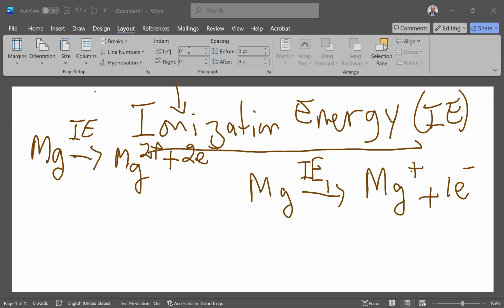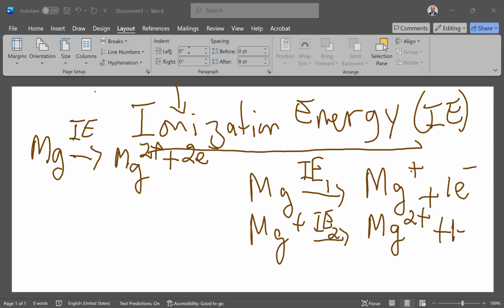Then the Mg plus goes further: IE2 gives Mg 2 plus, losing one more electron. So you can see those are 2 ionization energies, because magnesium is in group number 2 and has 2 valence electrons. Therefore we need 2 ionization energies to accommodate the ionization of magnesium as a metal.